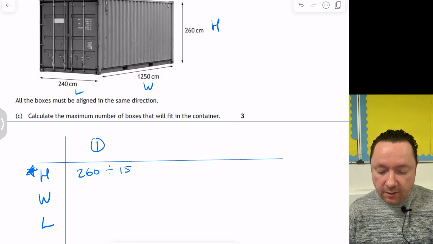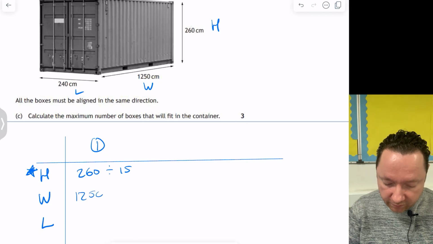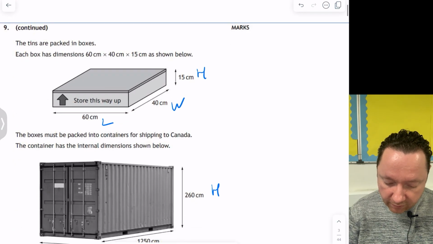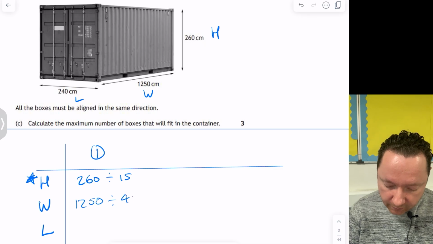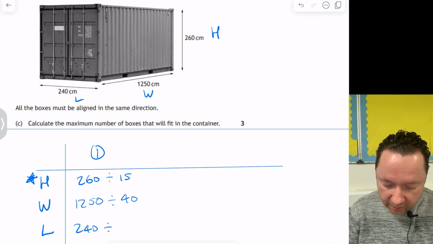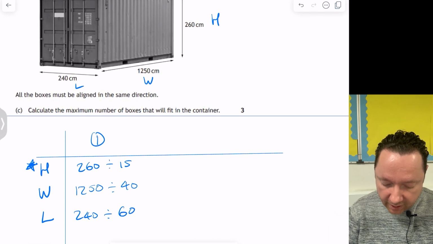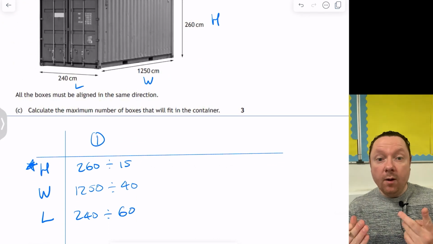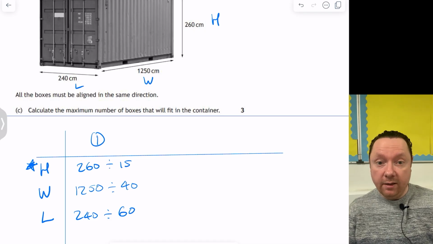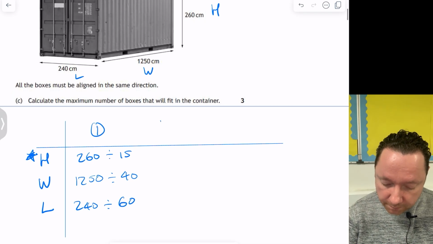Do the sums at the end. Then I'm going to do width, so 1250 divided by the other width of 40. And I've got 240 divided by the other length of 60. That'll tell me how many I can fit in along the way, down the way, and up the way, and then I just times them all together to see how many I've got in total. So that would be option 1.